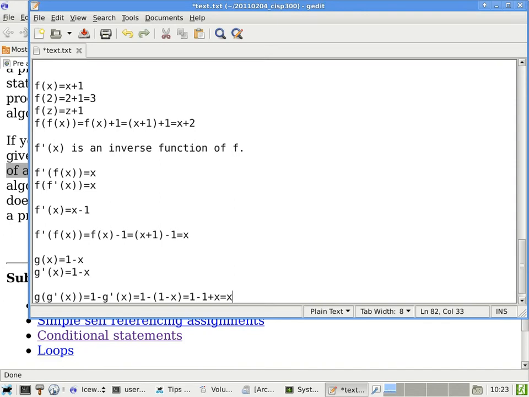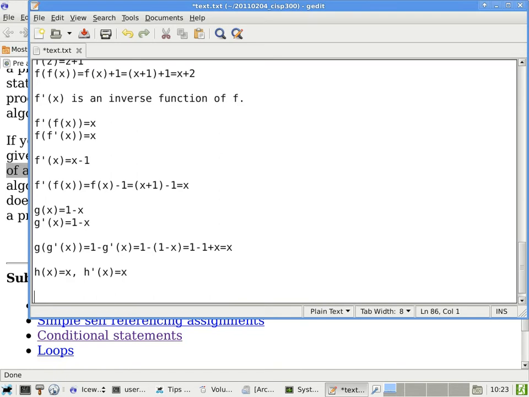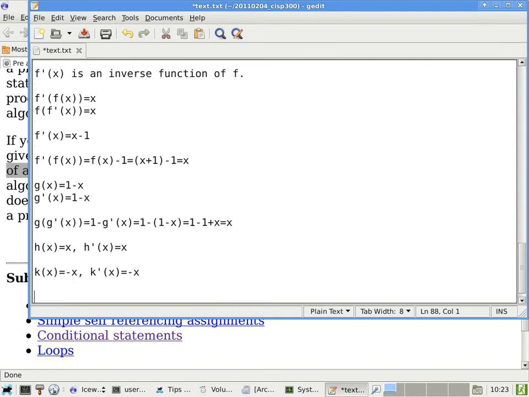Is that okay? There are quite a few functions that are their own inverse. There are trivial cases like h of x is x itself. Then the inverse, guess what, is itself. If we are taking the negation, then the inverse is also just the negation itself. So are we doing okay so far with the concept of what an inverse function is?